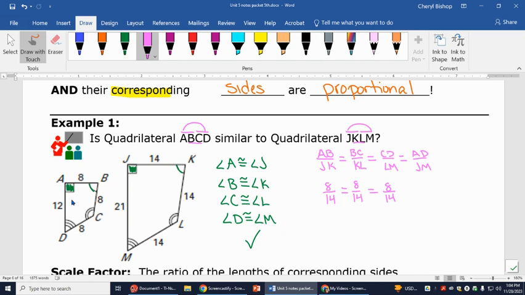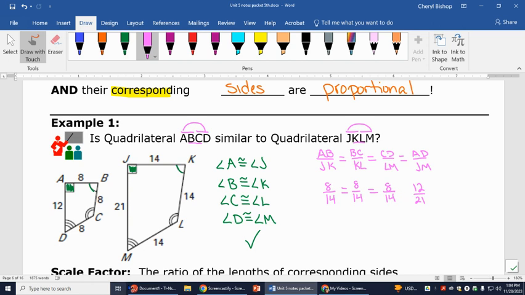And then the last one, AD, all of a sudden I have a different number, 12. And JM, I have a different number, 21. So I need to know, are these fractions equal? Are the 8/14 and the 12/21, can I put in equals here?